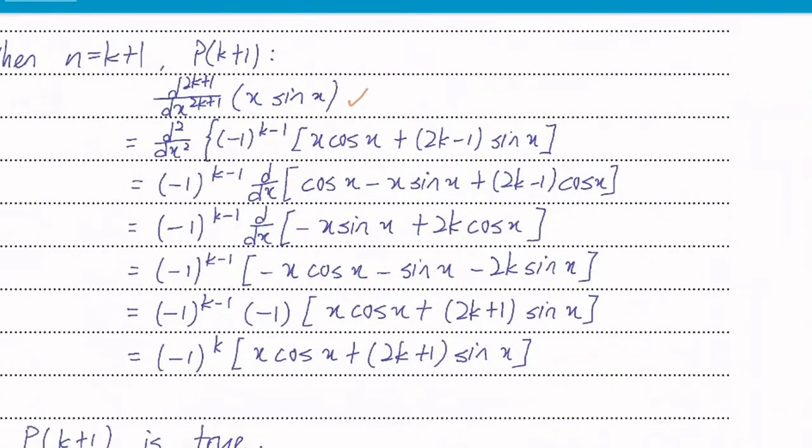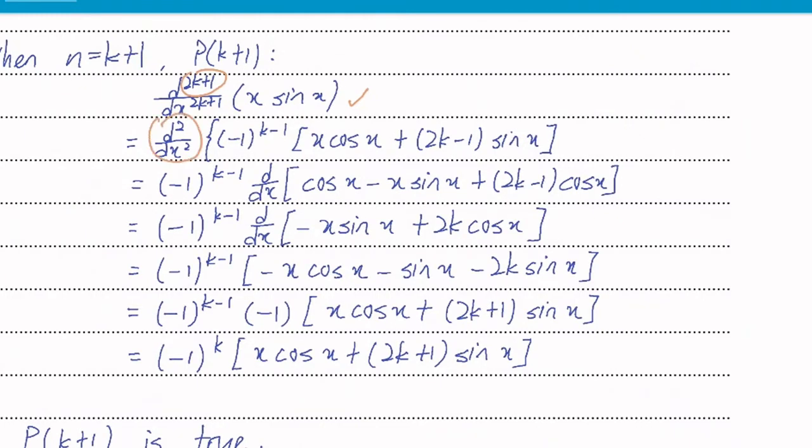So we are trying to prove for the derivative of x sin x, which is the 2k plus 1 derivative. The 2k plus 1 derivative means we are differentiating 2 times on the d^(2k-1) over dx^(2k-1). So we need to do 2 times of the differentiation from there. Before we do the differentiation, we could factorize the negative one out. It's not relating to the differentiation at all.